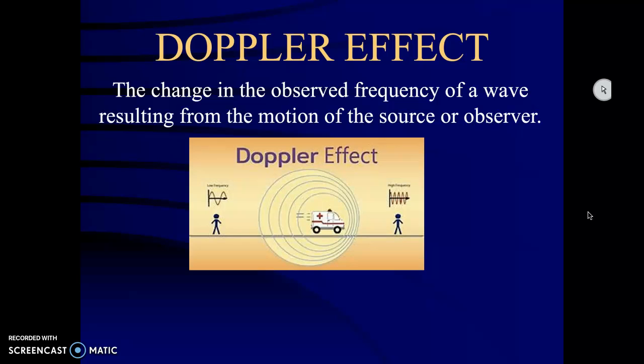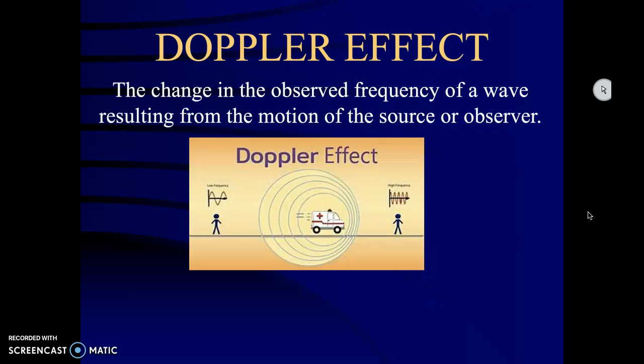To start with, I'm just going to use sound as my example here. As you can see in the picture here, we have two different people. One person is behind the ambulance, one person is in front of the ambulance. The ambulance is moving to the person on the right. As that ambulance continues to move, there seems to be a change in the wavelength. And this apparent change, or this observed change in the wavelength, causes a change in the pitch of the sound.